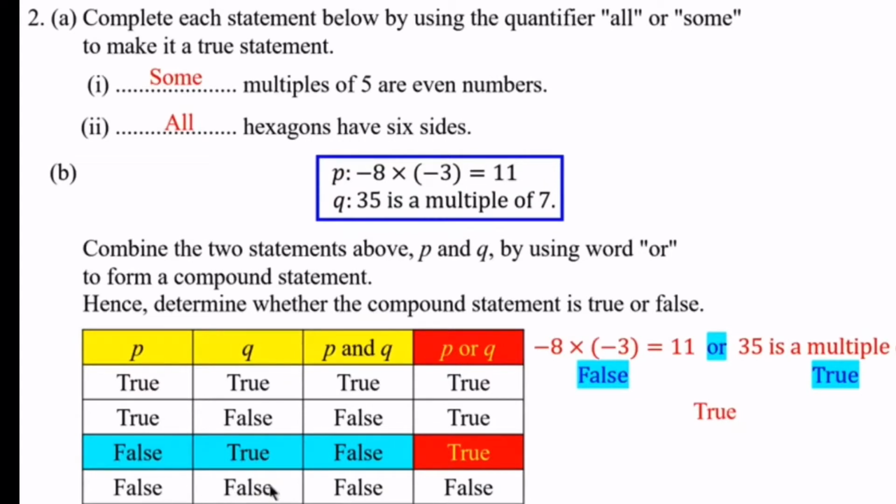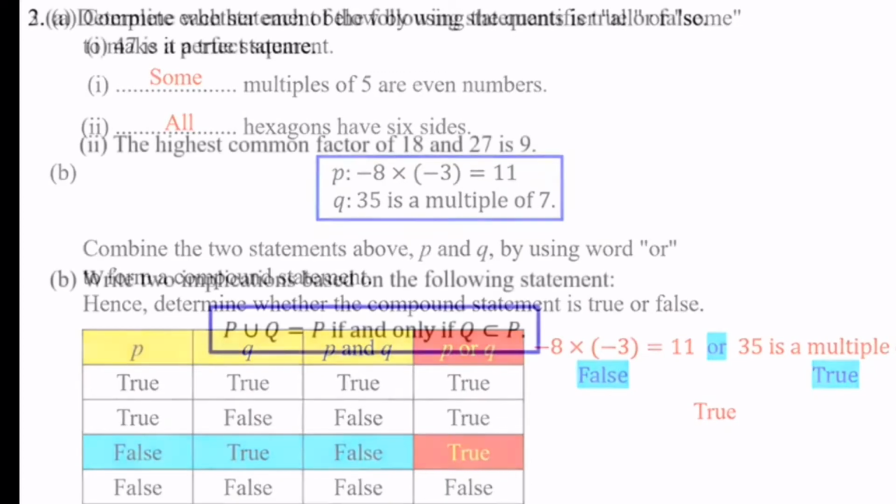So we just memorize one for each one. For and, both true, it will be true. The rest will be false. That means if either one is false, it will be false for and. Of course, when both false, it will be false for sure. But for or statements, if both false, then it will be false. That means if either one is true, it will be true. Of course, if both are true, it will be true for sure. So please memorize the table.